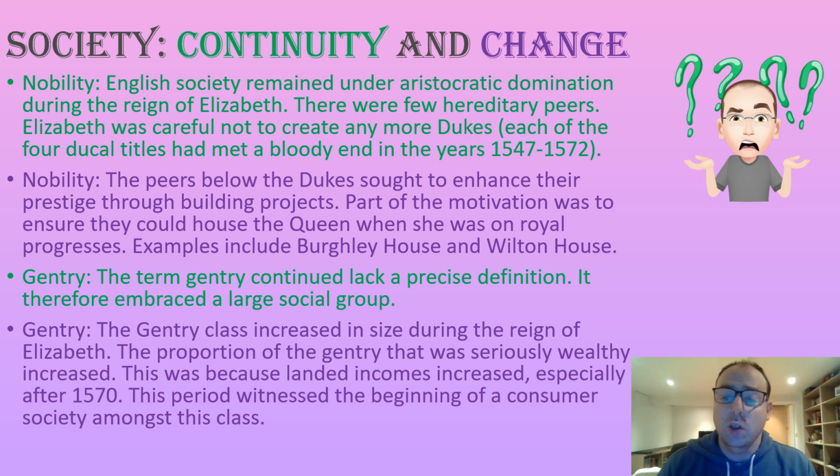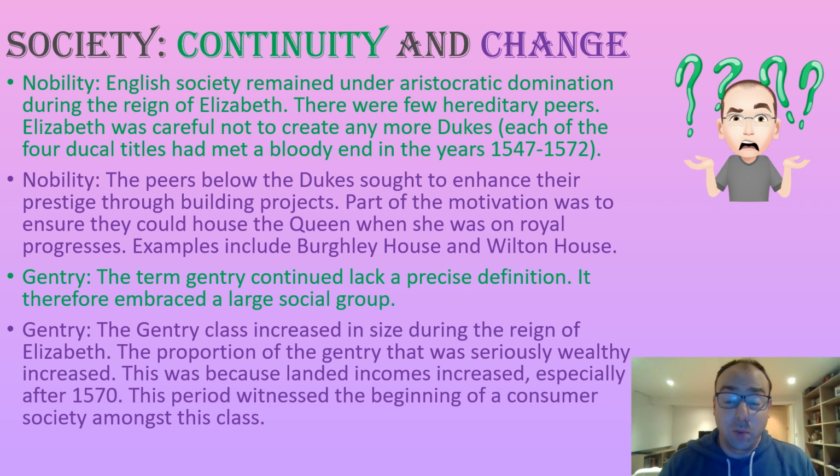I'm going to look at continuity and change in society, and to do this I'm going to look at different strata of Elizabethan society. So the nobility, to start off with, remained the dominant class in Elizabethan England. So underneath the monarch herself, these were the wealthiest and most powerful people in the land.